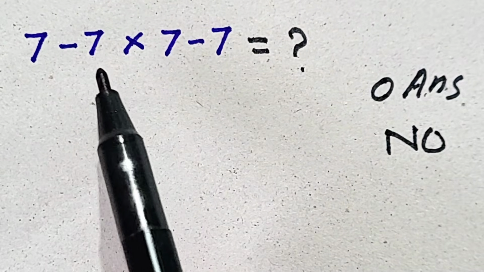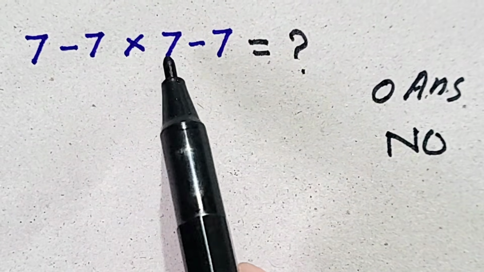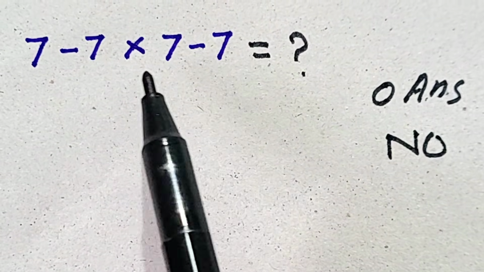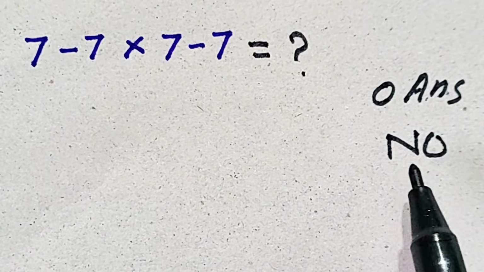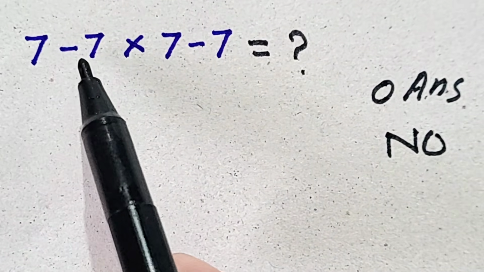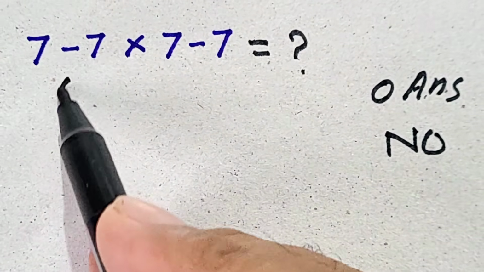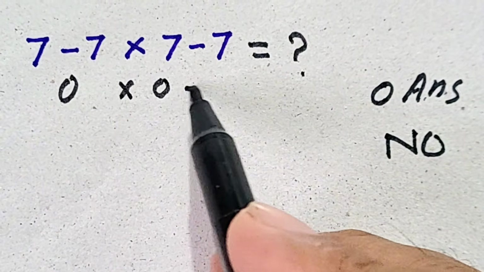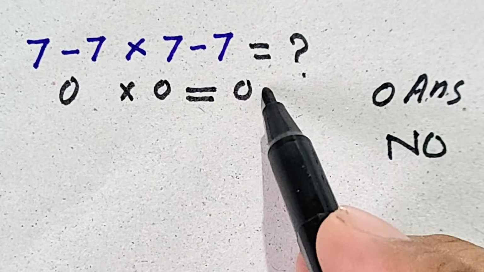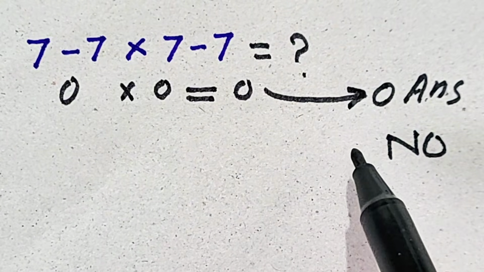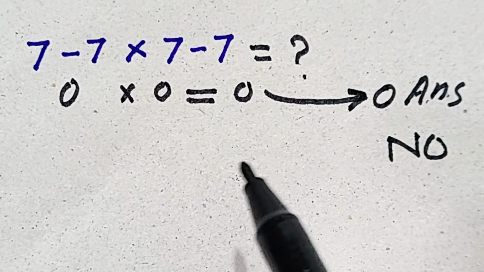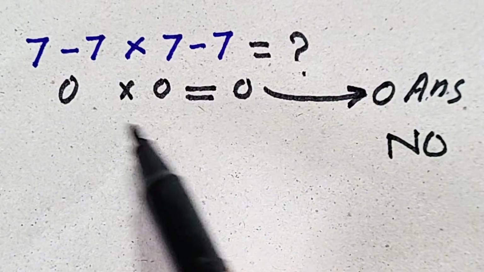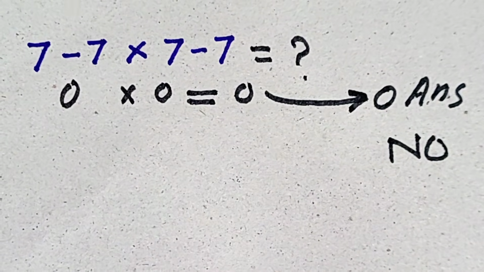Hello respectable audience, it's 7 minus 7 times 7 minus 7. Remember that 0 answer is incorrect. 7 minus 7 is 0. 7 minus 7 is 0. 0 times 0 we will get 0. But here I have mentioned that 0 is not the correct answer. So if 0 is not correct, then what will be the correct answer?